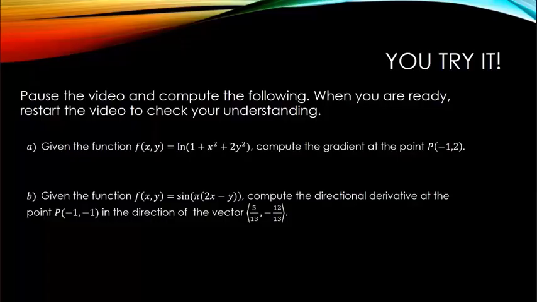Given the function f of x y is equal to the natural log of the quantity 1 plus x squared plus 2y squared, compute the gradient at the point P with coordinates -1, 2. And given the function f of x y is equal to the sine of pi times the quantity 2x minus y, compute the directional derivative at the point P given by coordinates -1, -1 in the direction of the vector with components 5 over 13 and -12 over 13.